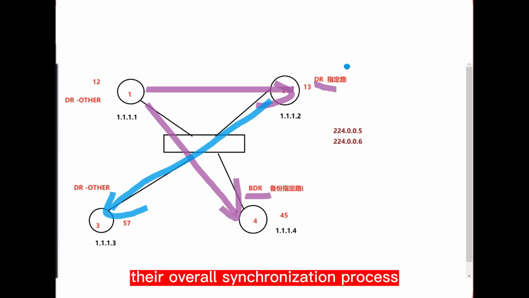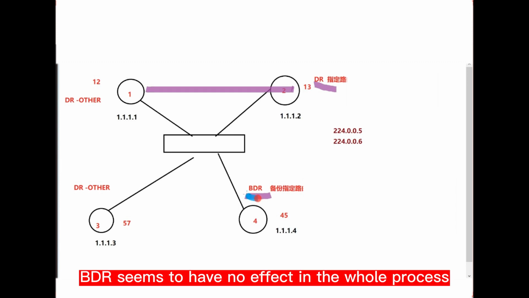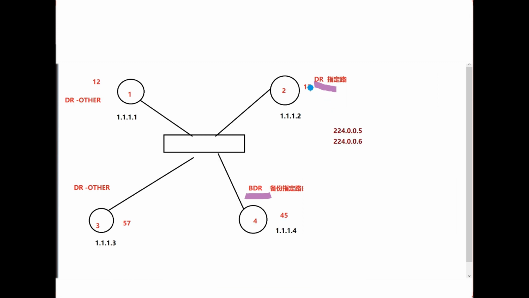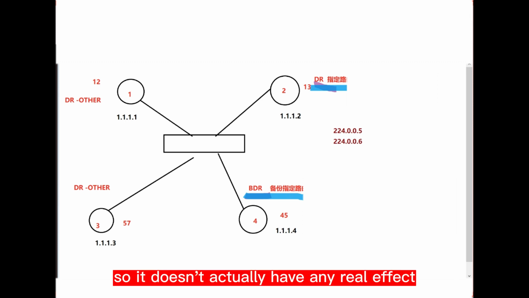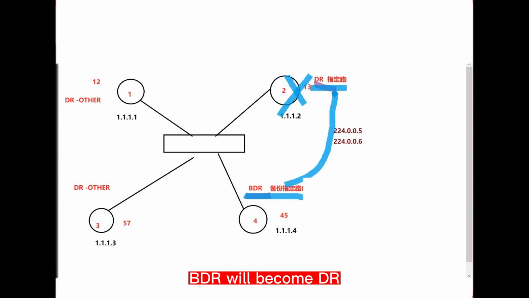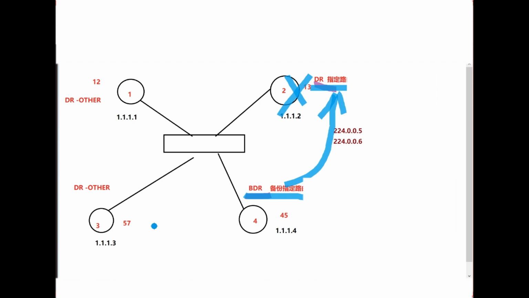Now, their overall synchronization process. You will find BDR seems to have no effect in the whole process, because it is an alternative. If DR is gone, BDR will take over, so it doesn't actually have any real effect. When DR is gone, BDR will become DR, and then throughout the environment, we'll re-elect a BDR. So it's actually an option.